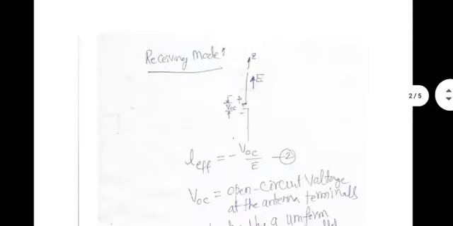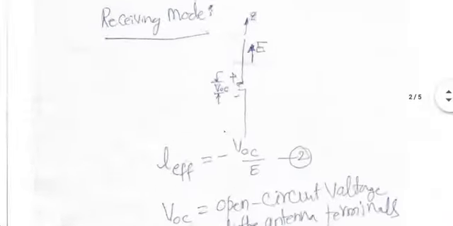In receive mode, the definition is: suppose you have an E field impinging on the receive antenna and the magnitude of that E field is E. And suppose because of that impinging, an open circuit voltage across the output terminals of the antenna is generated, and the magnitude of that voltage is VOC. We are assuming the direction of E as going up.